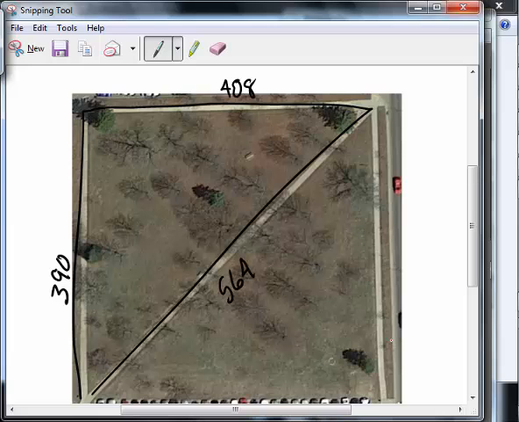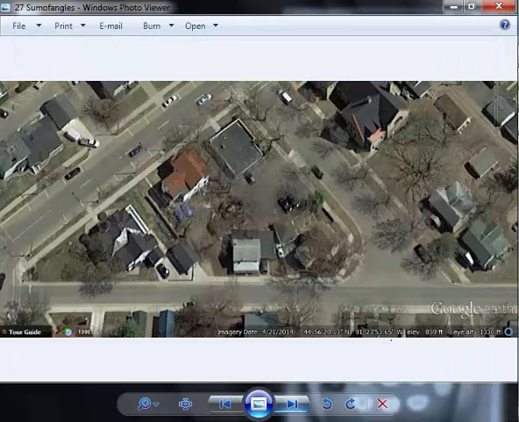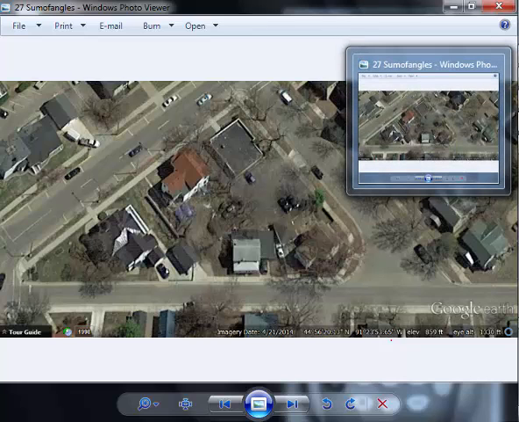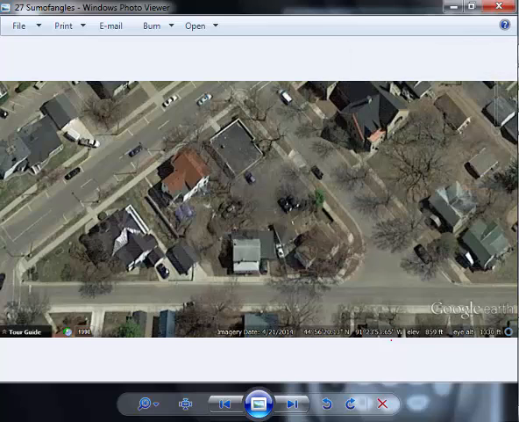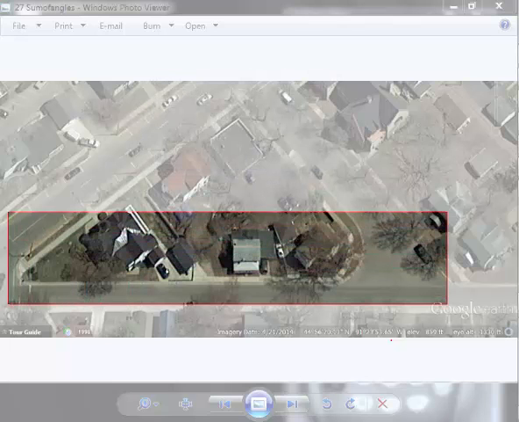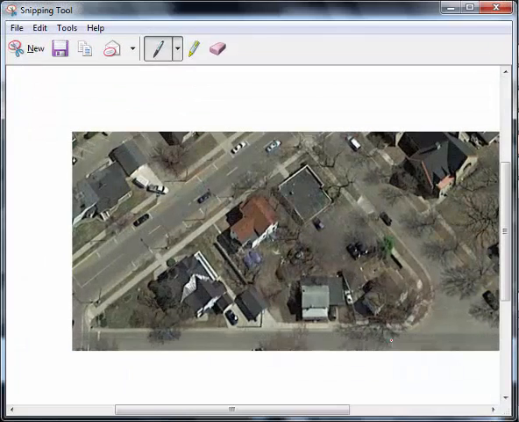Next one is a little bit different, and that is we don't know one of the sides, but we do know the hypotenuse. Okay, so let's do this one right here. I think this is in Chippewa Falls. I'm not positive about that. I think it is, though. Okay, so here's our right angle up here. Remember, Pythagorean theorem only works with right triangles.